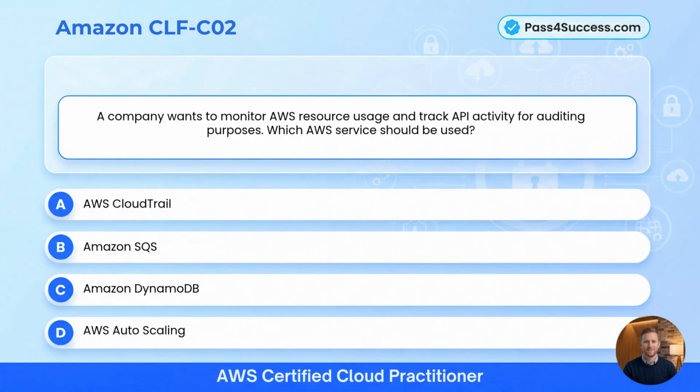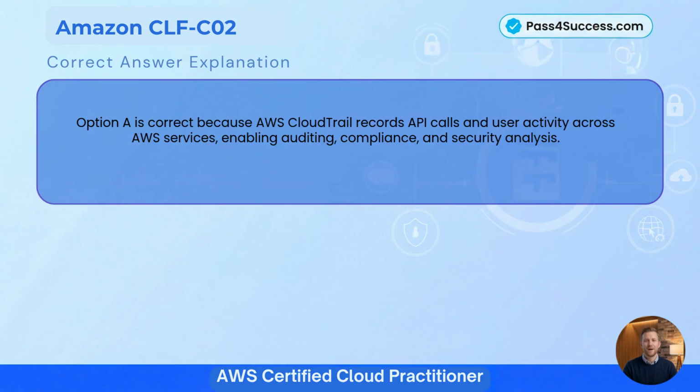Question number 5. A company wants to monitor AWS resource usage and track API activity for auditing purposes. Which AWS service should be used? Option A, AWS CloudTrail. Option B, Amazon SQS. Option C, Amazon DynamoDB. Option D, AWS Auto Scaling. Option A is correct because AWS CloudTrail records API calls and user activity across AWS services, enabling auditing, compliance, and security analysis.